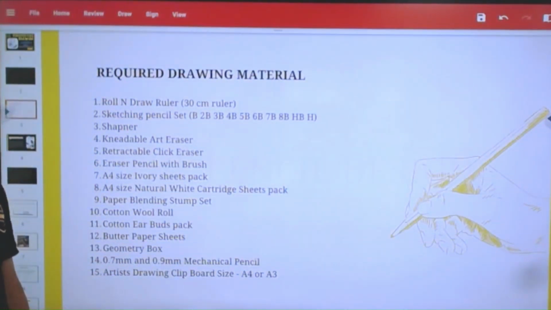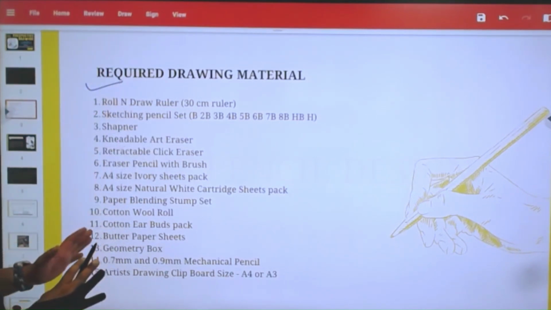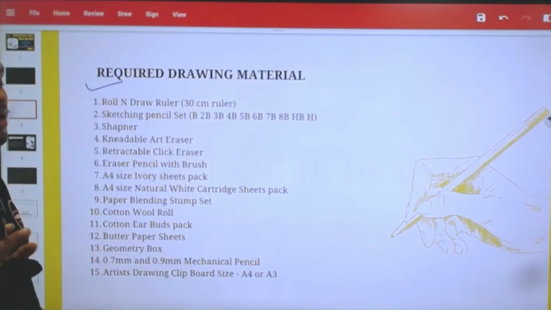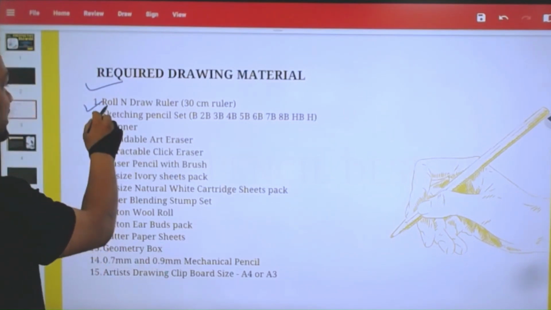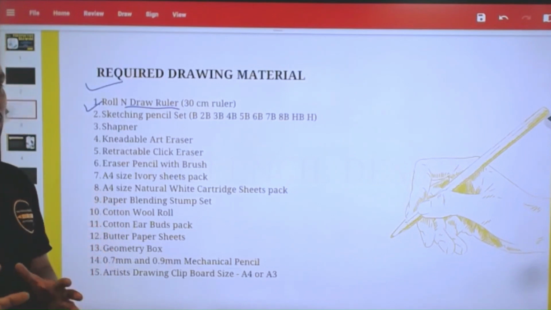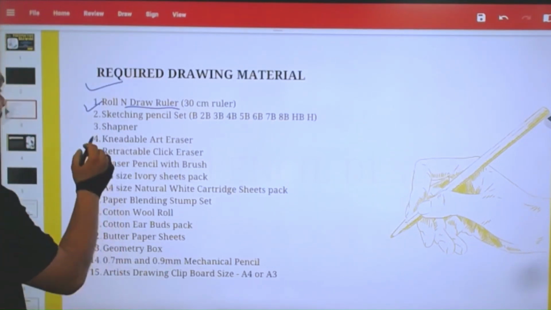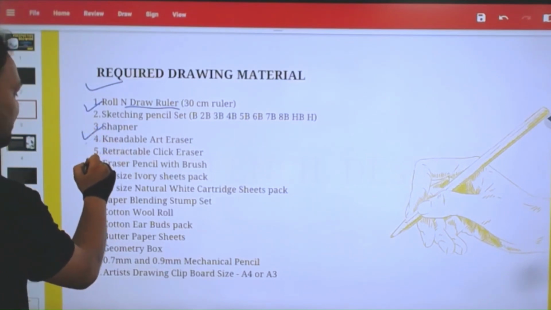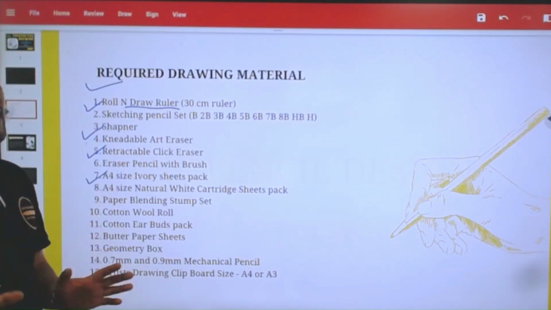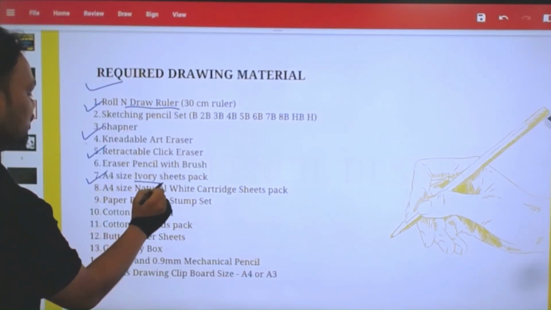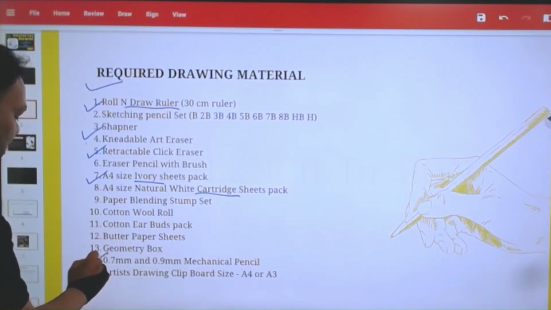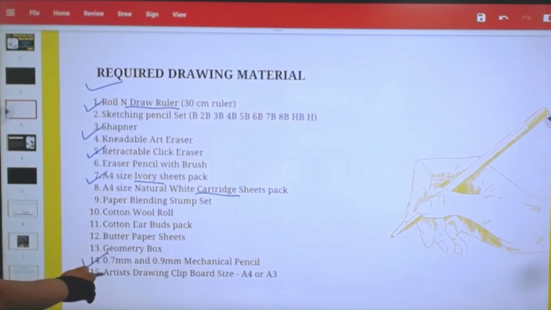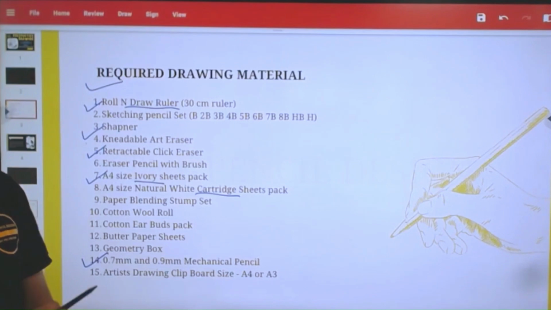So the very first thing that I'm going to explain to you is the required drawing material. Although यहाँ पे 15 डिफरेंट आर्टिकल्स के नाम लिखे हैं, लेकिन आपके लिए फॉर अंडरस्टैंड 2-point परस्पेक्टिव कुछ चीजें बहुत इंपॉर्टेंट हैं. For example, this roll and draw ruler will help you a lot to understand what 1-point and 2-point perspectives are. Sharpener and retractable erasers, A4 size sheet, any kind of sheet you can use, whether it is ivory sheet or cartridge paper. Apart from that, you can use this number 14. Very important for you, that is the mechanical pencil 0.7 as well as 0.9 mm.